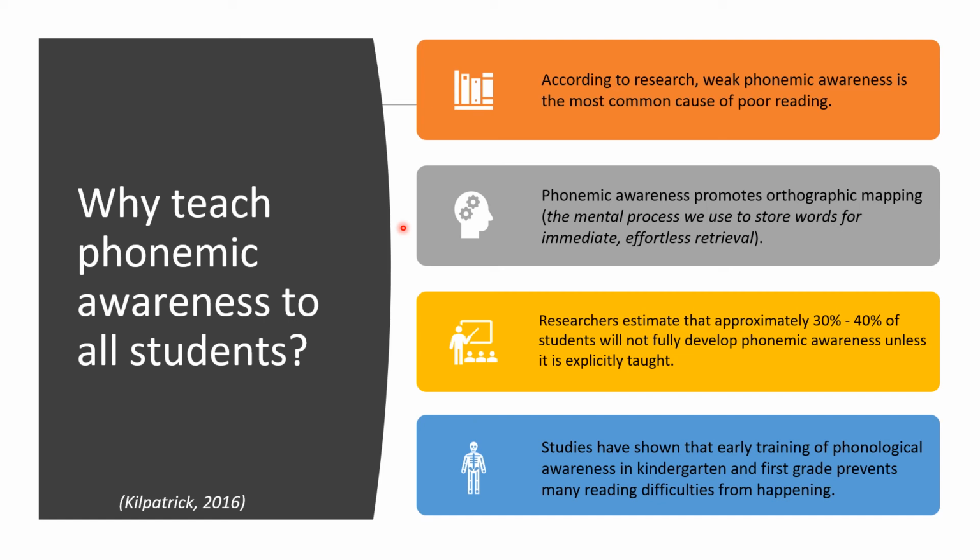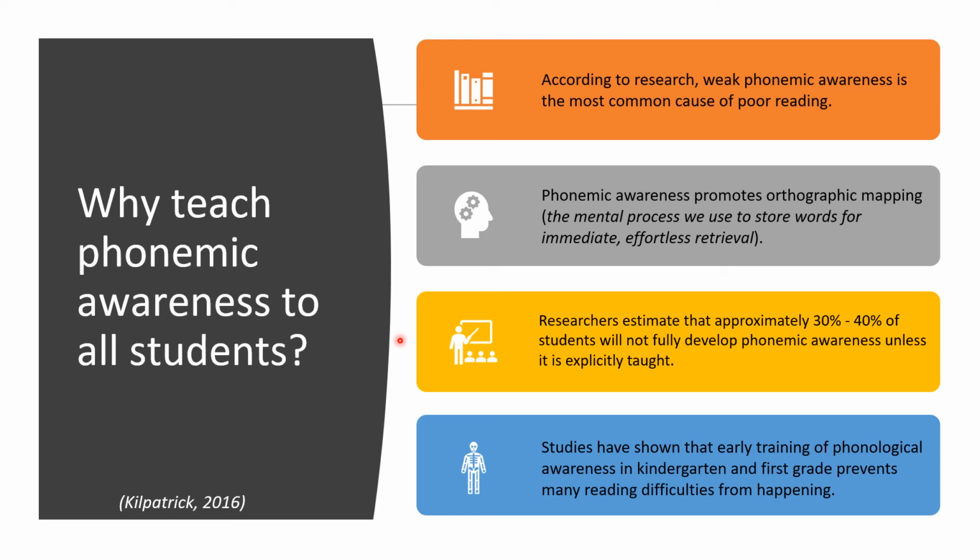So now we know that phonemic awareness is very important to the orthographic mapping process, and we know that good readers can read words effortlessly without thinking about it. If we look at the next box, it shows that researchers estimate that between 30 and 40% of students won't fully develop phonemic awareness unless it's explicitly taught. That's a very large percentage. So if we don't explicitly teach phonemic awareness to students, we're going to have a lot of students struggle with reading.